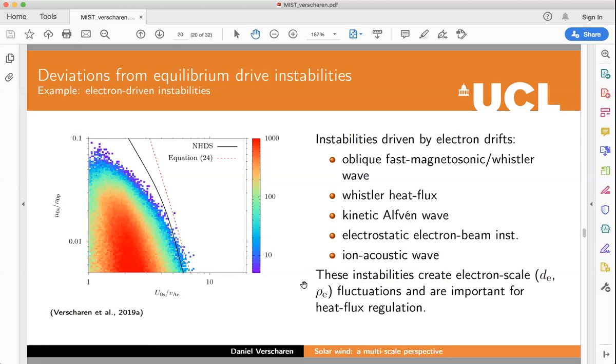And as in the case for the protons, you would expect that this creates small scale fluctuations. In this case, even smaller than in the proton case, because now we're talking about electron scale fluctuations, right? And you remember from the slide at the beginning that they are even smaller than the proton scales. And there are a lot of other instabilities that can also do this, just listed here. And by changing the electron distribution, they can be quite important for the regulation of the heat flux, and therefore also for the energetics of the plasma in total, looking at it from a global perspective.